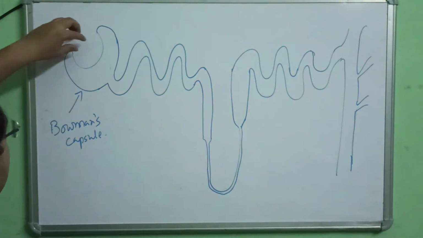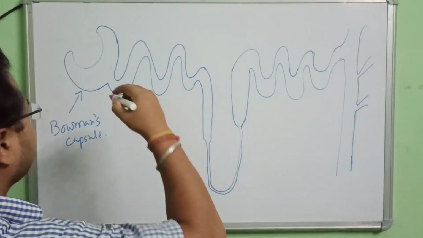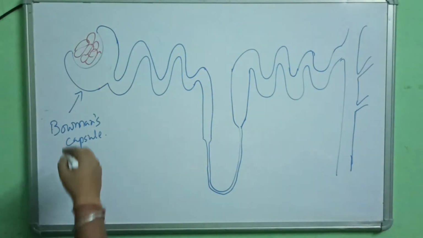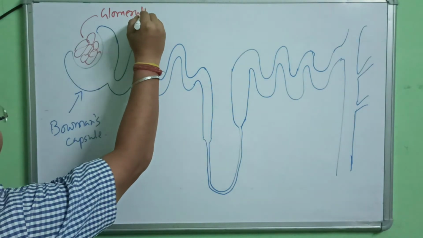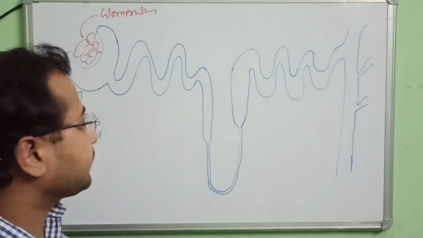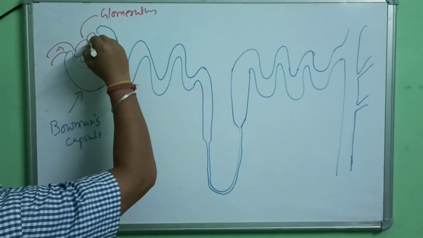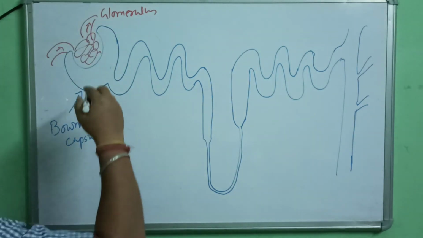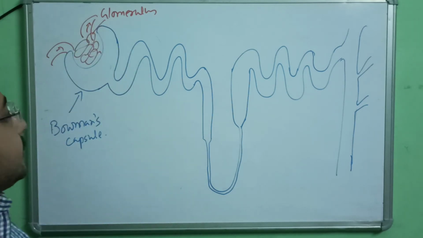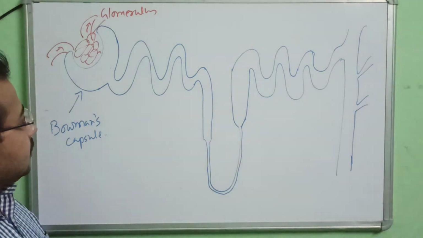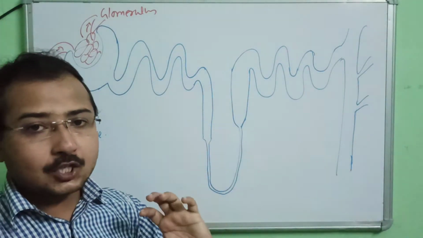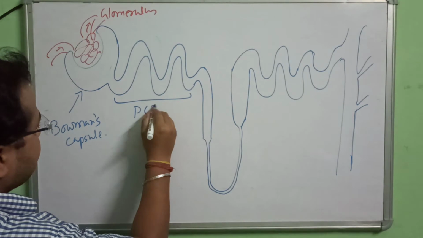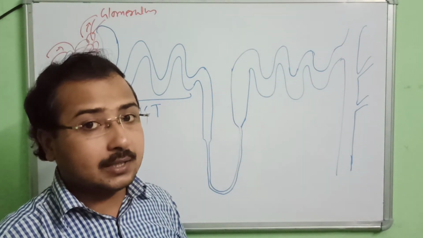Now within this Bowman's capsule, we see some finer blood capillaries present here. These are known as glomerulus. These are nothing but blood capillaries which enter and also go out, and this is known as the glomerulus. Clear? Now this whole part is the actual tubule. This structure, only this area, is known as the PCT. It means proximal convoluted tubule.